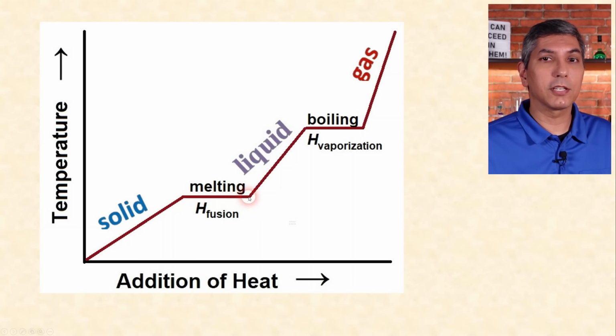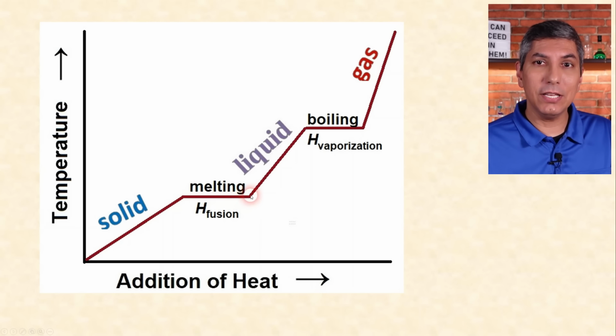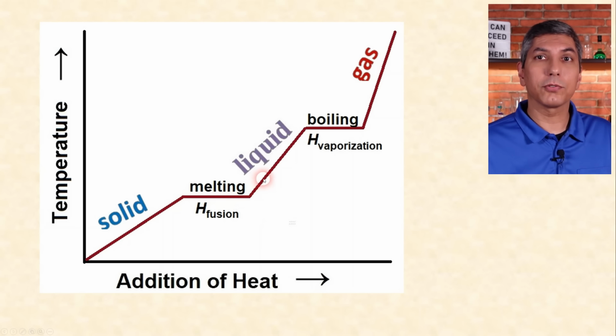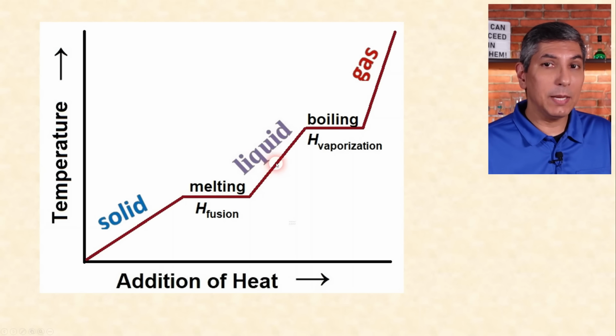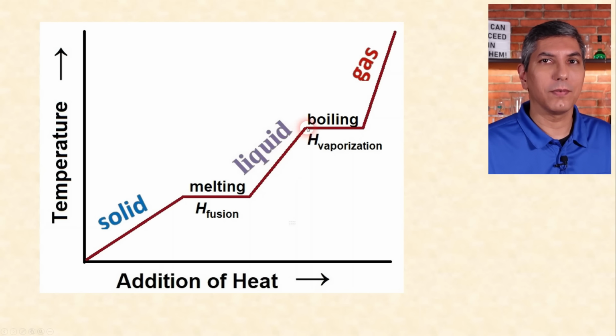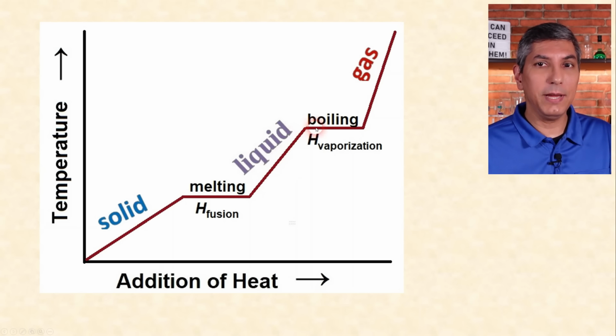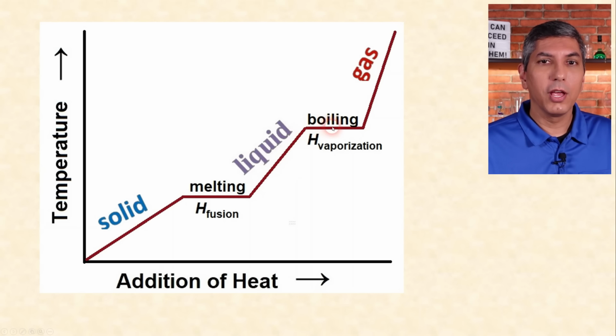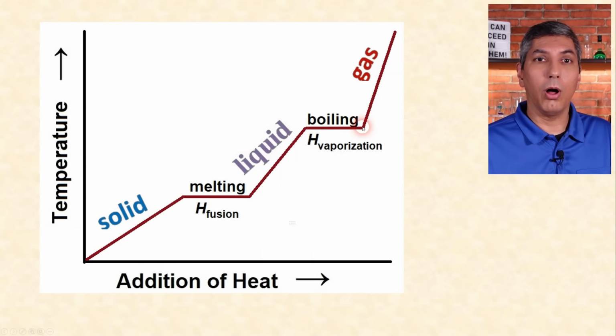Once the substance is completely melted and heat continues to be added, the temperature starts rising again, and it keeps going up until it hits the boiling point. When it reaches the boiling point and heat continues to be added, the substance boils, but the temperature stays constant. Finally, when all the liquid has boiled away and become a gas and more heat is added, the temperature of that gas keeps going up.